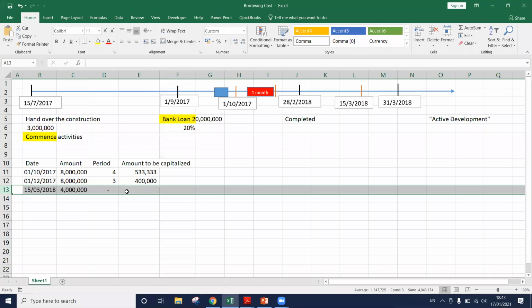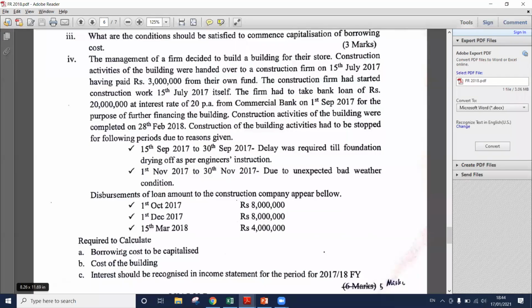Therefore, the total amount we can capitalize is this much, 933,333 rupees. So this should be the answer for part A, right? For part A, the answer is rupees 933,333. This is the amount we can capitalize. That means, instead of taking it to the P&L, we add it to the asset and bring it in as asset value. We can increase the value of the asset.